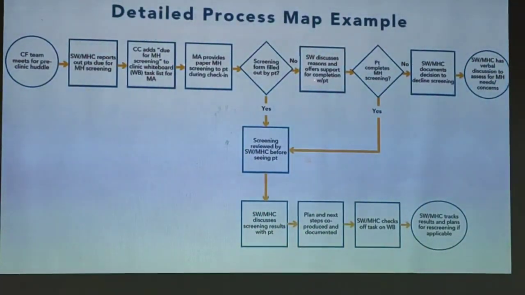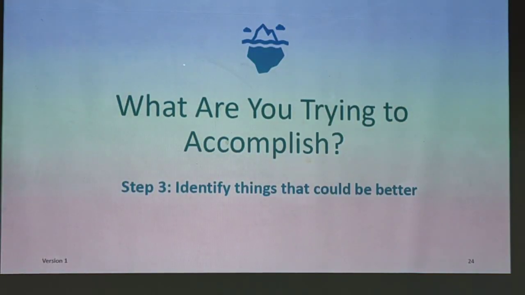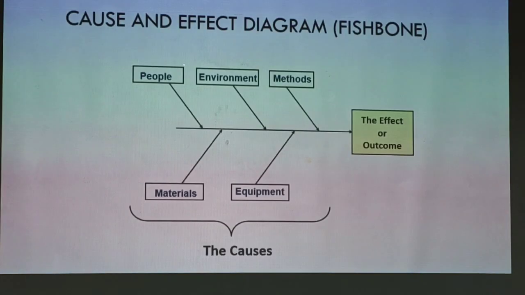If they don't complete it, what's going to happen then? Okay, the social worker is going to discuss with them why and ask them again to complete it. Again, we have a decision point. Either they complete it or they don't again, and then the social worker or mental health care person will help document their decision to decline screening and have further discussions verbally about their mental health to make sure that they're not missing anything. So this is how you detail between those high-level steps to make a more detailed process map. And then you need to start thinking about, okay, we know what our process looks like, what are we really trying to accomplish?